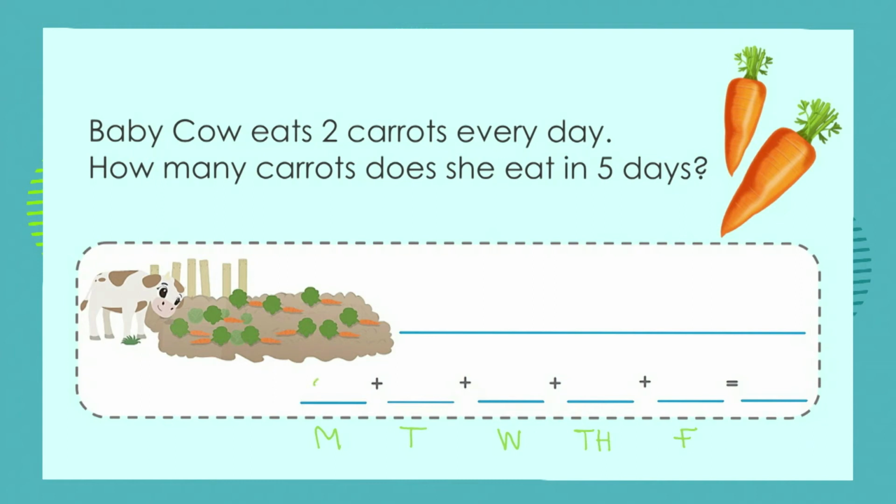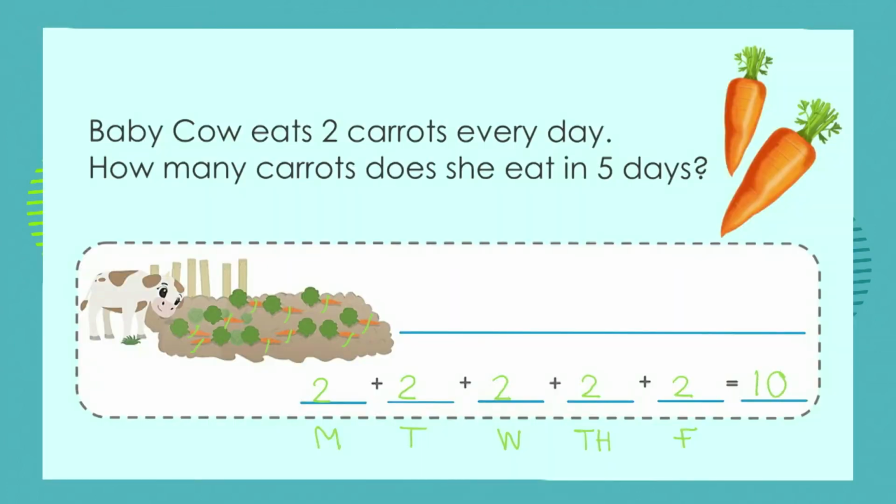So on Monday she will eat 2. On Tuesday she's going to eat 2. On Wednesday she'll have 2. On Thursday she'll have another 2. And on Friday she will also have 2. So let's count how many she is going to have in 5 days. We have 1, 2, 3, 4, 5, 6, 7, 8, 9, 10. So baby cow is going to eat 10 carrots in 5 days.